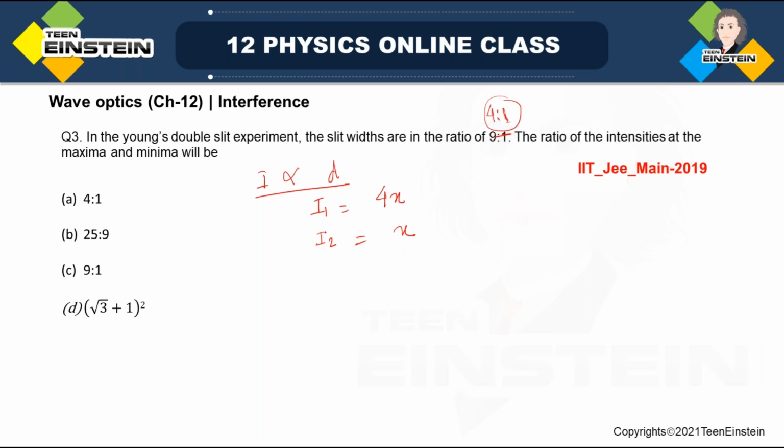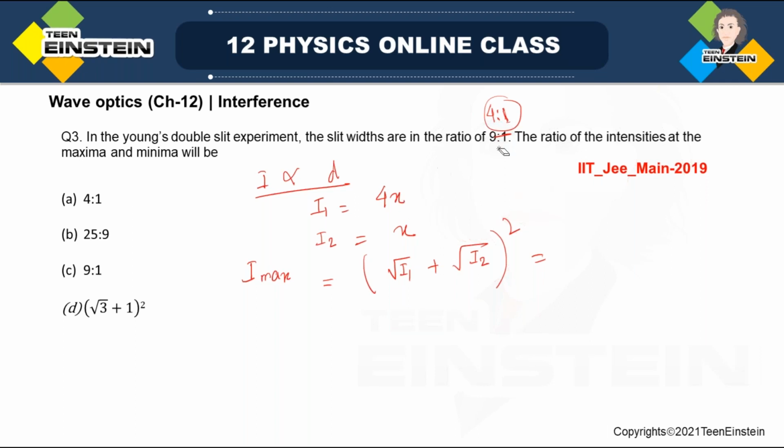Okay, so since they are directly proportional to the slit width, now we know where maximum intensity occurs. This is the formula for maximum intensity. So look here, I1 is 4x and I2 is only x. For the sake of calculation, we can just omit this common factor x because there is a root. It will be difficult for us to solve.